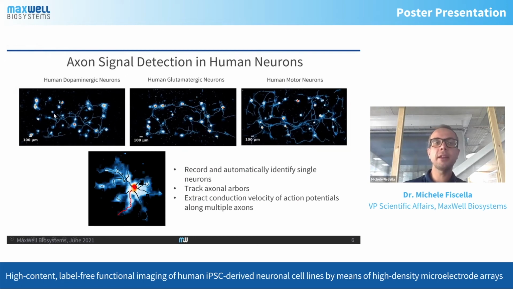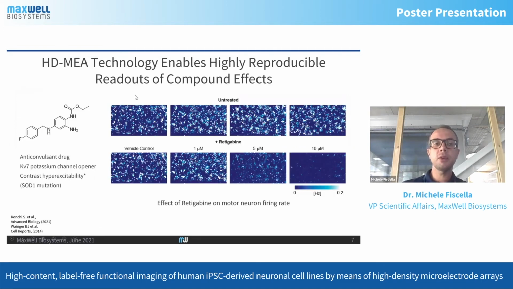As I showed at the beginning, high-density microelectrode technology also enables us to characterize and extract single cell and axonal signals. And here you can see how we could extract and characterize these networks in dopaminergic, glutamatergic, and motor neuronal lines. So we could record and automatically identify single neurons, track axonal arbors, and extract conduction velocity of action potentials across multiple axons.